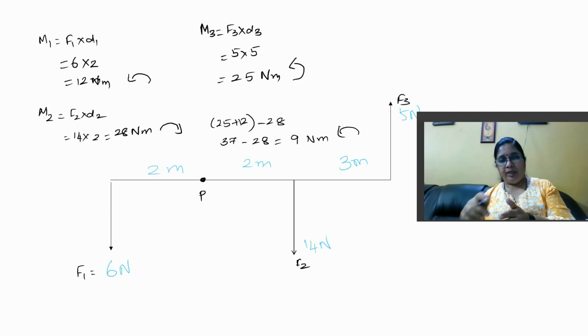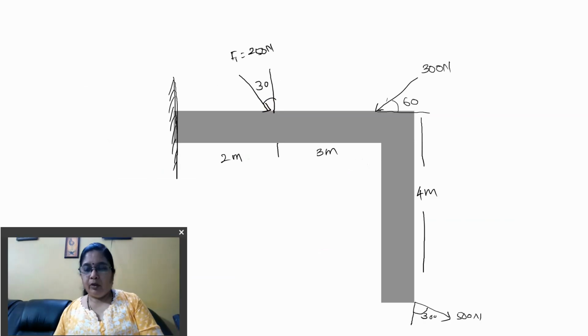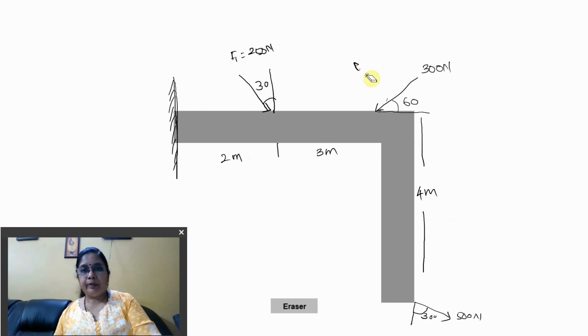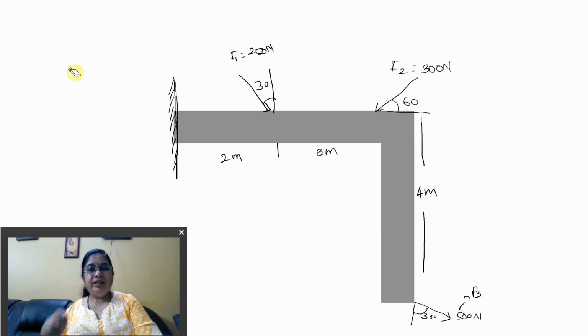Now let me speak about the moment of a force about a point. Let me give you another example. Okay, now let us consider this particular example. I have three different forces: F1, F2 and F3. First let us find F1, F2 and F3, and then we'll find the moment of these forces.